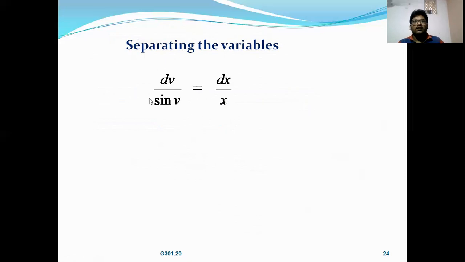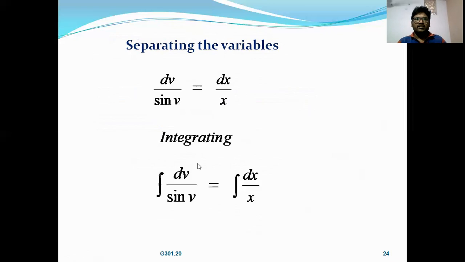So see the two sides. On the left side we have only the v variable, on the right side we have only the x variable. It is variable separable. Then integrating on both sides, you will get integration of dv by sin v is equal to integration of dx by x.